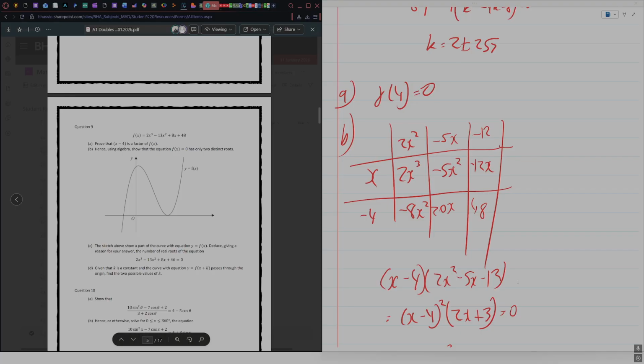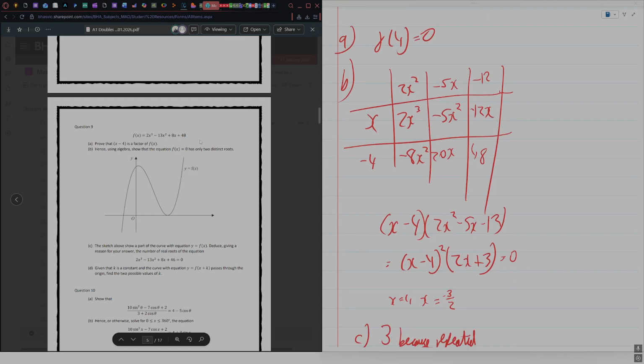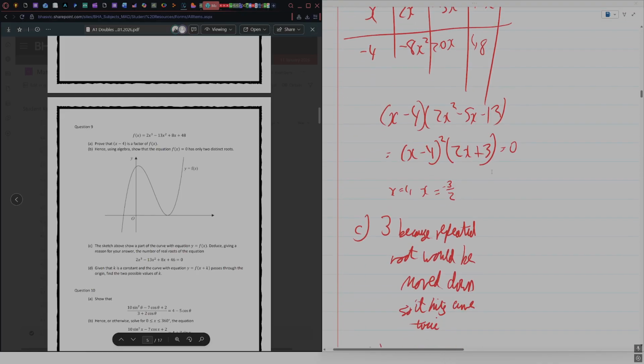Show that it has two roots. Well, usually, if you don't know what to do here, what does it always ask you after you have a factor? It usually asks you to divide. So if you divide, you can prove there's two solutions by just finding the two solutions.